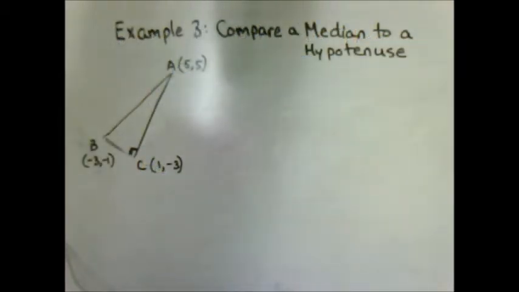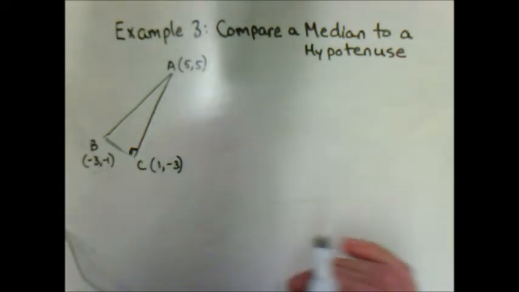In example 3, we'll be using the same formulas that we've been using throughout this lesson and the unit to compare a median to a hypotenuse. So we're using the same triangle that we used in example 2, triangle ABC with a right angle at C. Angle BCA then is a right angle. And we need to show that the median from the right angle of the triangle in example 2 is half as long as the hypotenuse.